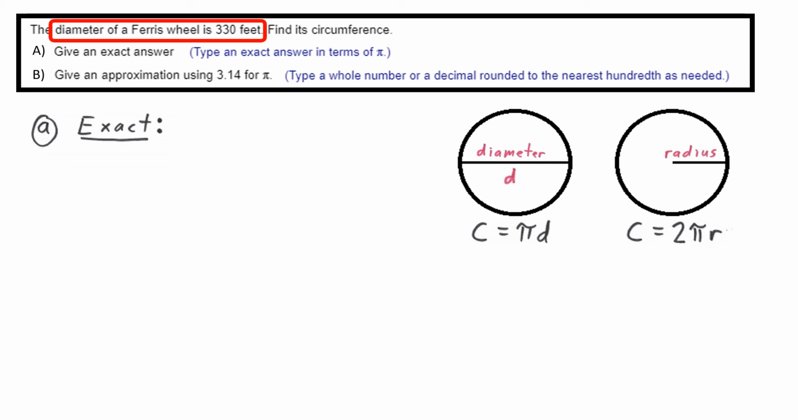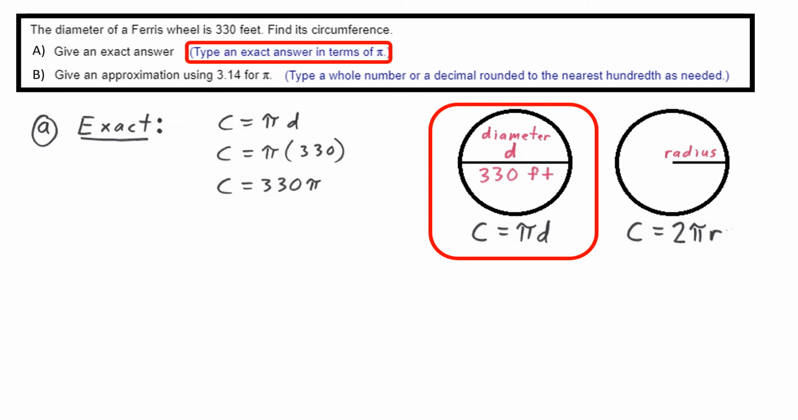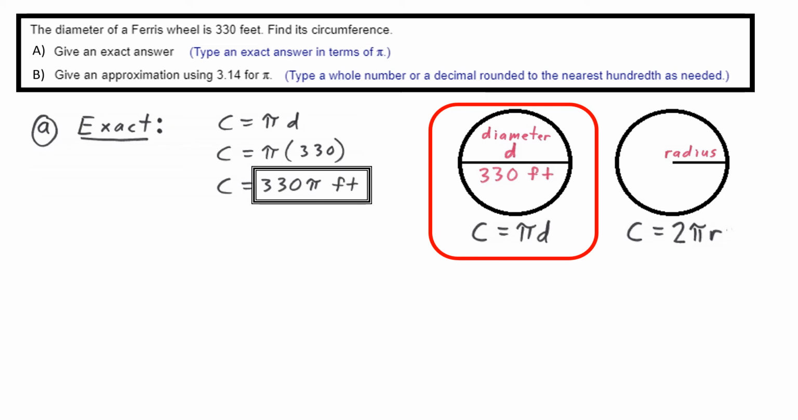Now we're ready to start part A, which says give an exact answer. Since the question's given us the diameter, we'll use this formula. And our diameter is 330 feet, so we're ready to find the circumference. The circumference equals pi times the diameter, where the diameter is 330. We can simplify. C equals 330 pi. We're told to leave our answer in terms of pi, so this expression is simplified, except we need units, which are feet. And that completes part A.